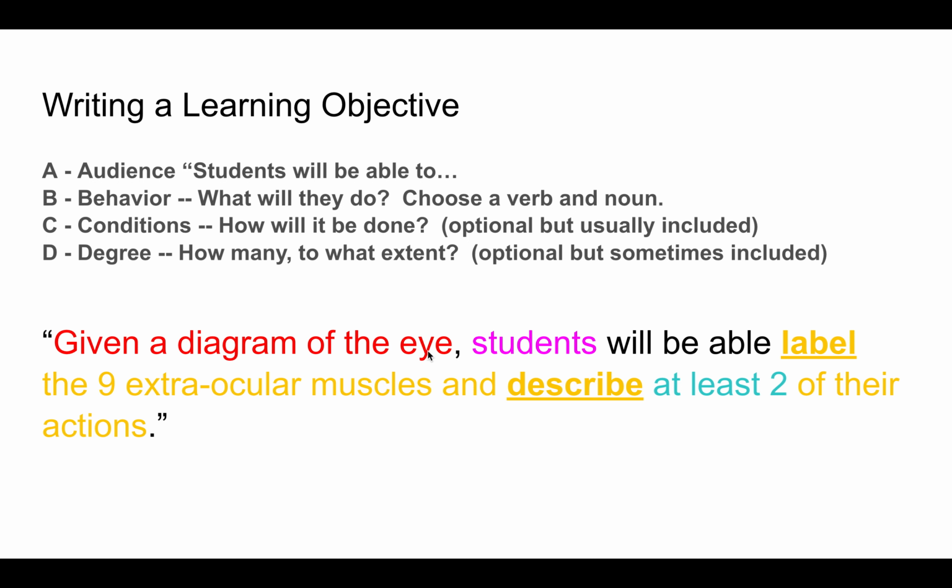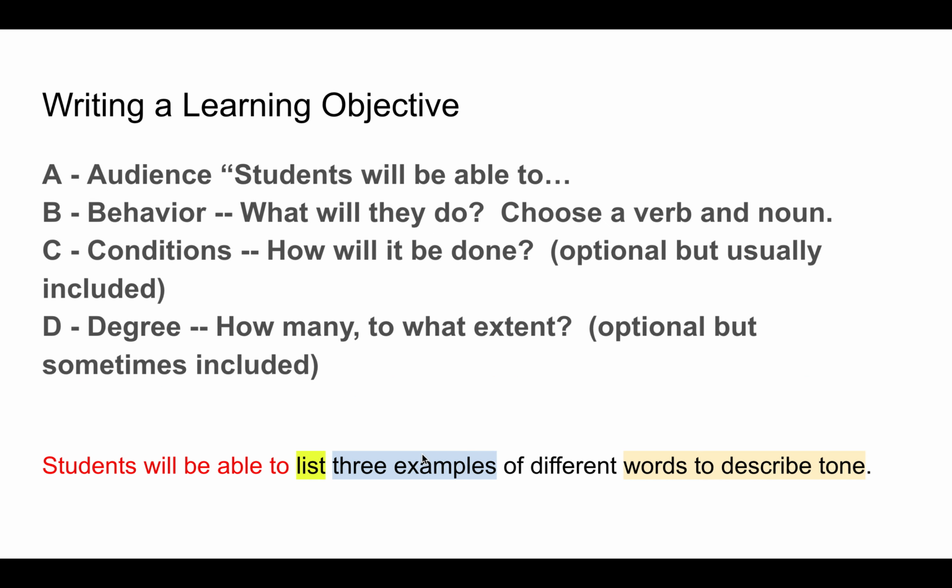But so the degree here, you can see at least 2 of their actions. So given a diagram of the eye, that's a condition. How will it be done? Students are the audience, so students will be able to label, and that is a lower level because it's based on just identifying. Label the 9 muscles, and describe, we have another verb embedded in there. At least 2 is the degree of their actions. So that's a really nice standard.